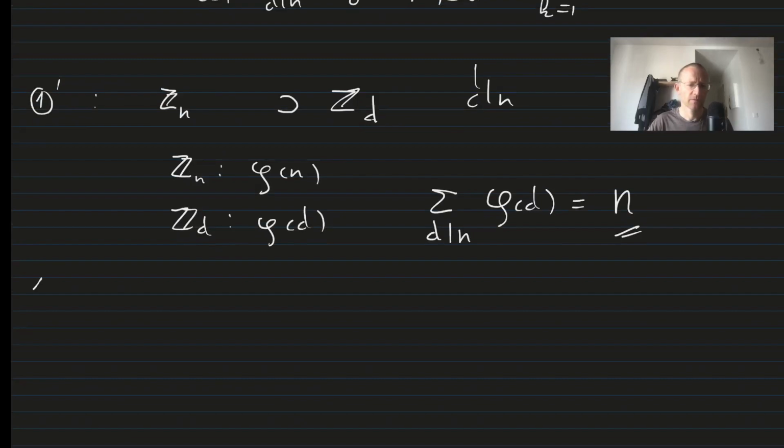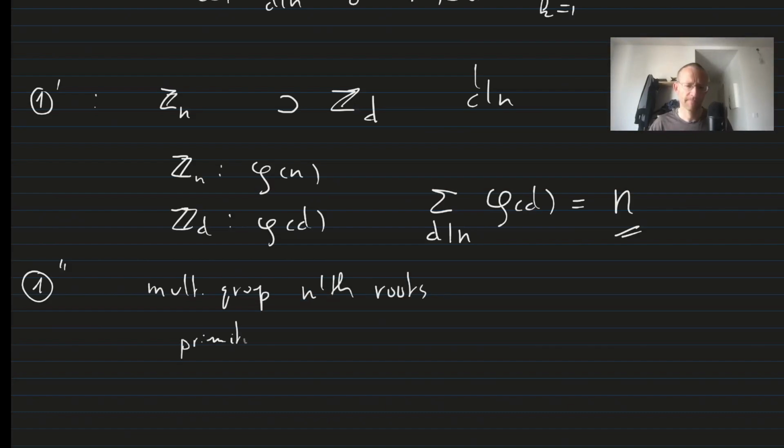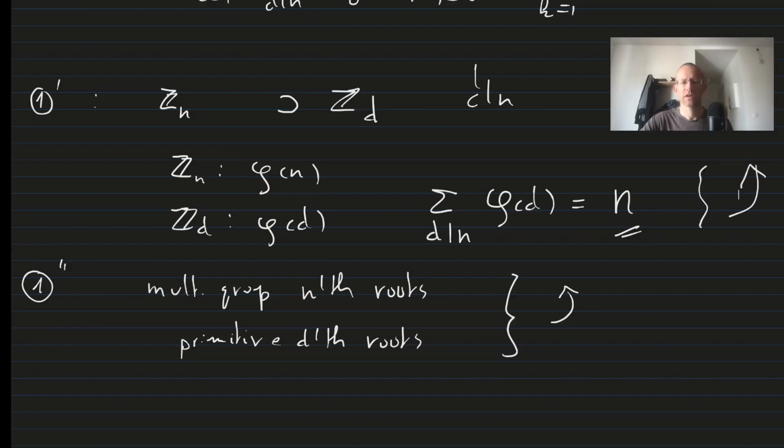A third equivalent way is to consider the multiplicative group of all nth roots of unity, and the primitive dth roots of unity. So this is basically the same group and consideration as we just did, which is again basically the same considerations as we did previously. So this is one proof.